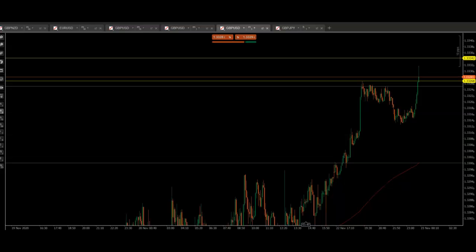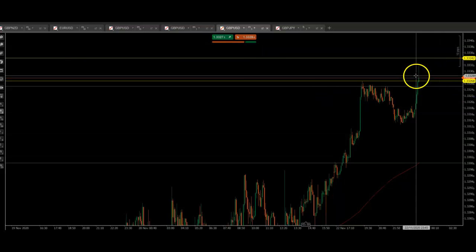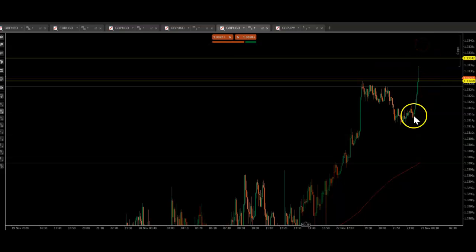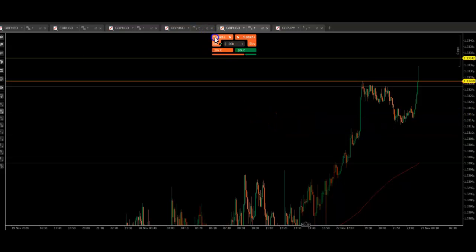Just looking at pound dollar. We've had a big breakup, and I'm actually going to start going short in this zone. I believe that we're actually going to be fading this move. So I'm looking to go short here, and I'll be looking for a reversal back down.